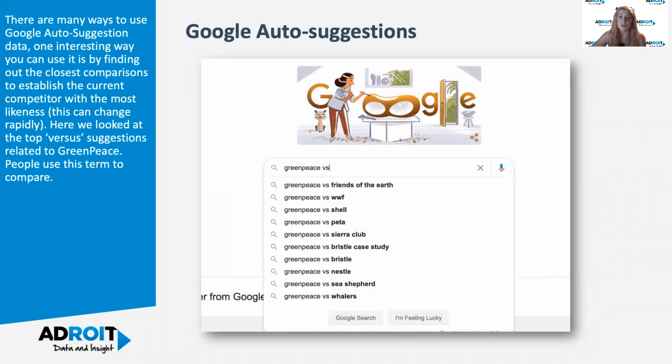Auto suggestions are the suggestions that appear when you start searching and can tell us a lot about what people have been searching for. You can find your competitors as well as establishing how people feel. Here we look at Greenpeace versus. We can see Friends of the Earth as number one, which would suggest that they are the organisation with the closest likeness that people are picking between.